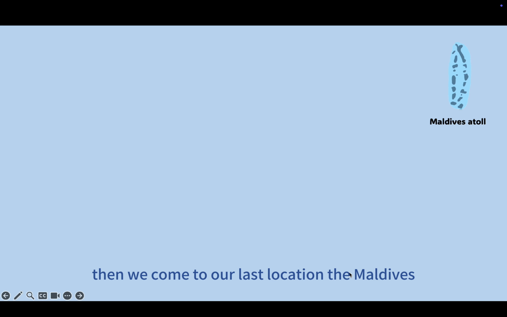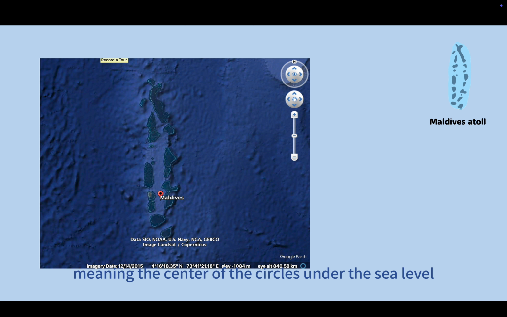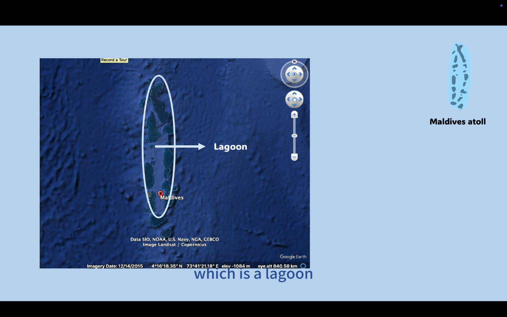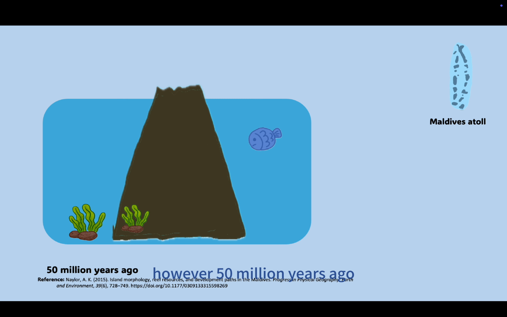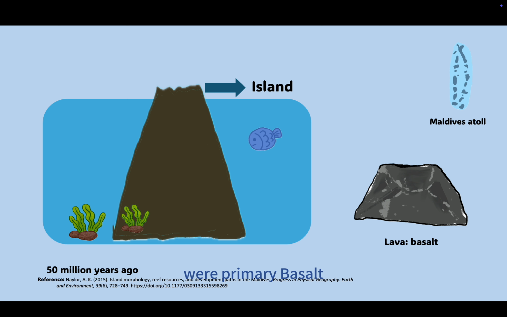Then we come to our last location, the Maldives. The current form of the Maldives is a continuous ring of atolls that are above the seawater surface, meaning the center of the circle is under the sea level, which is a lagoon. However, 50 million years ago, it was a volcanic island above the sea, which is quite different from the landscape today. The rock formation of the volcanic island was primarily basalt, and it gradually rose from the ocean, becoming the early island. It provided a good living habitat for all kinds of sea animals, including corals.